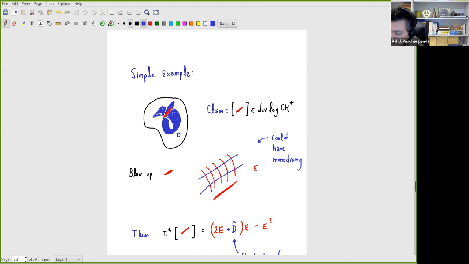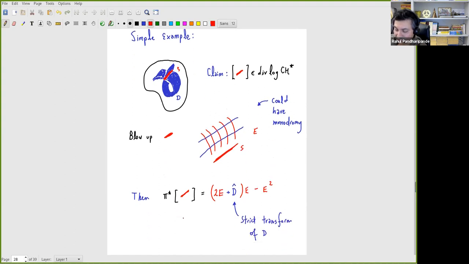And it's clear what I'm going to blow up. I'm going to blow up E. What else could I blow up? Everything else is a divisor. So I blow up E. I'm sorry, I didn't name this S. I have to blow up S. And when I blow up S, I get this exceptional divisor, which is the P1 bundle over S. And the strict transform of D cuts it into two sections. And then the formula in this case says that if you want to know what this guy is, it's this thing. And these things are all in the divisorial algebra.